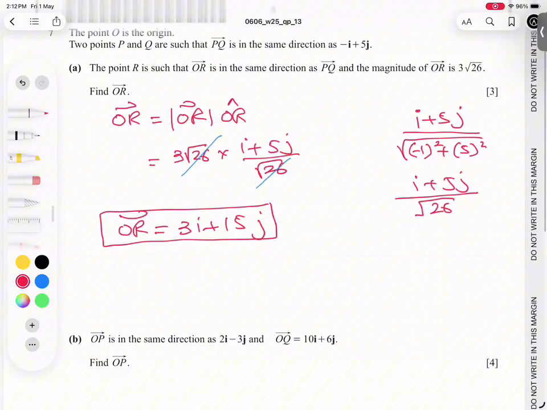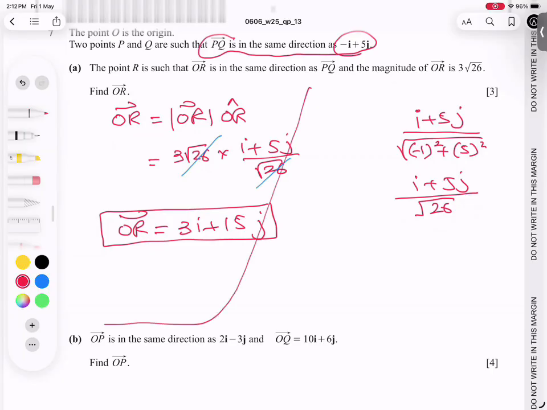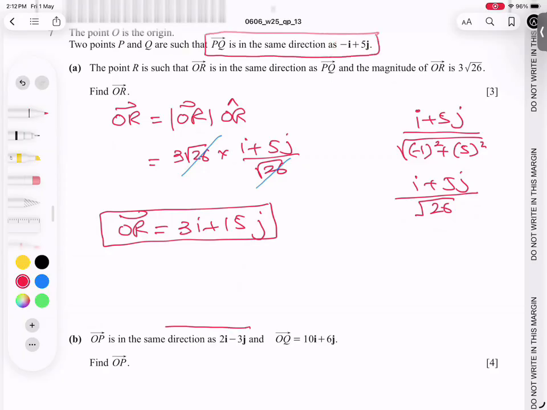Next part. The next part is saying OP is in the same direction as this. I want to tell you one important thing. Every time we write, everyone look, vector is equal to magnitude into direction. We know it very well. Look attentively. PQ is in the same direction, this statement, and OP is in the same direction, this one. Look, these statements are the same. They resemble each other.